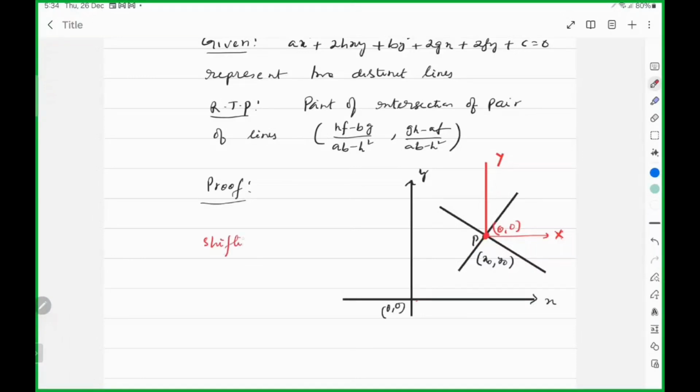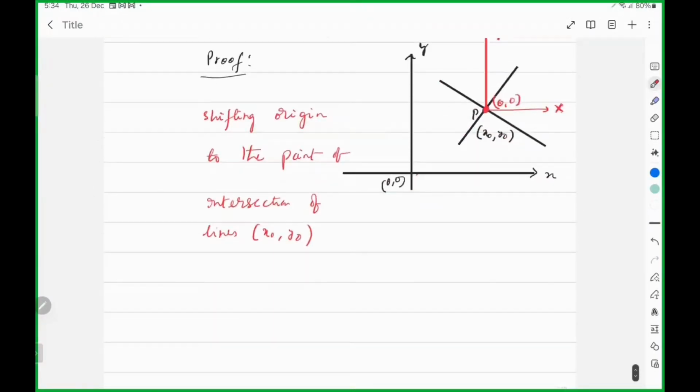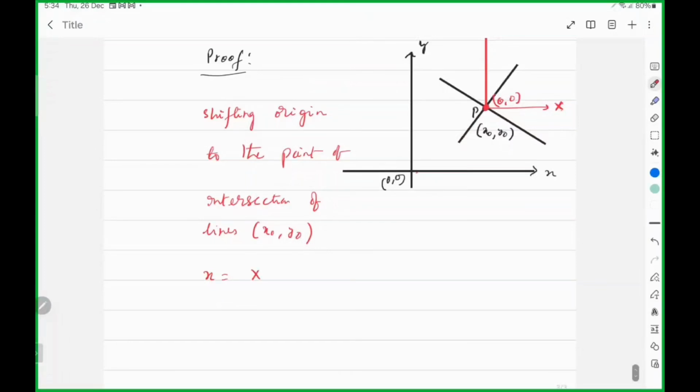Shifting the origin to the point of intersection of lines, x naught comma y naught. We assumed that they intersect at x naught, y naught. So then the relation between the old and new system, new axis and original axis.